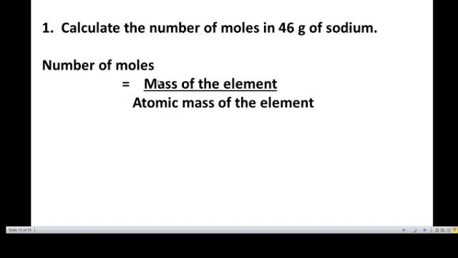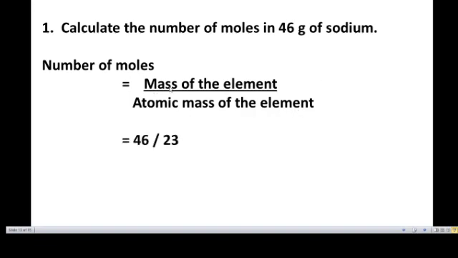We have to substitute the value. Mass of the element, 46 gram, and atomic mass of the element. Okay, atomic mass of the element. What is the atomic mass of the given element? So this is the formula: number of moles is equal to mass of the element by atomic mass of the element.